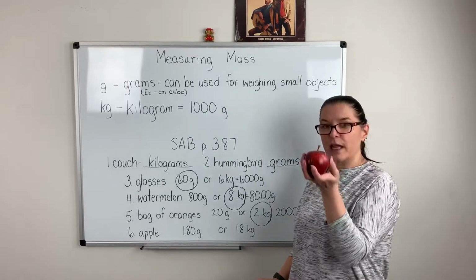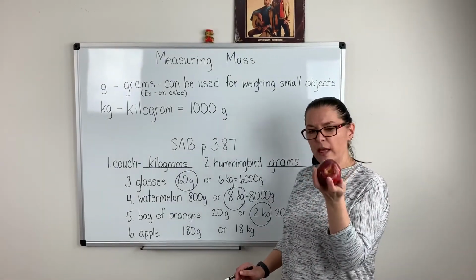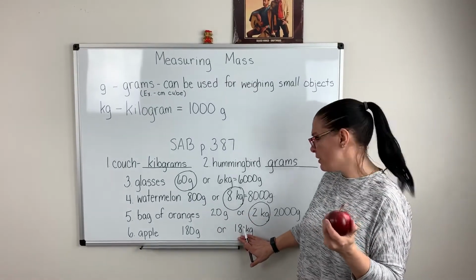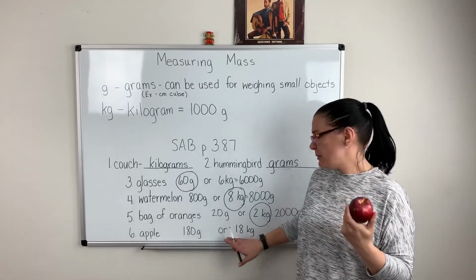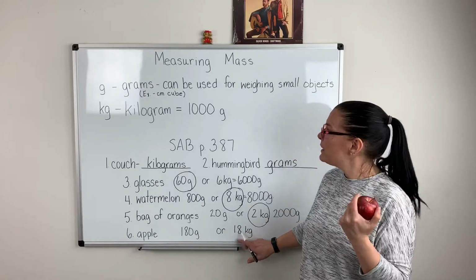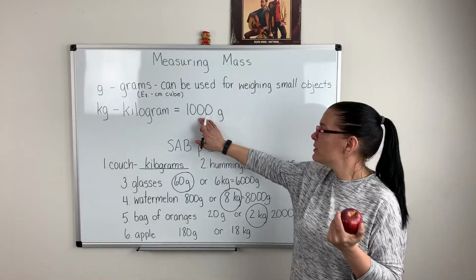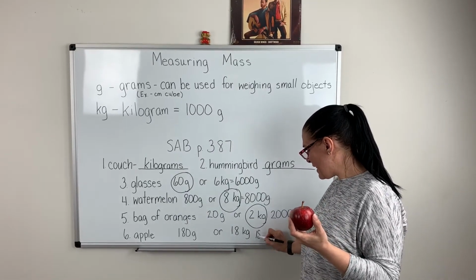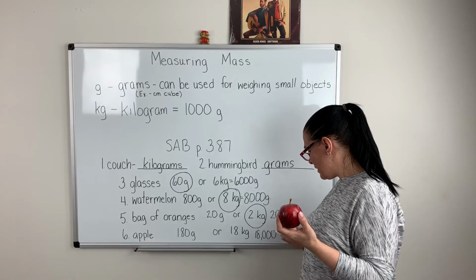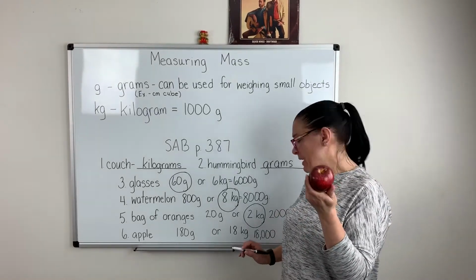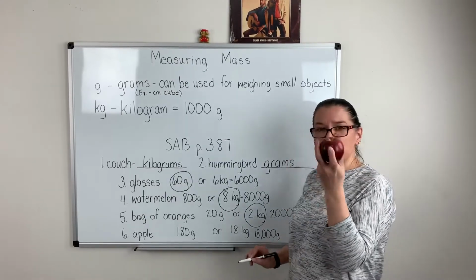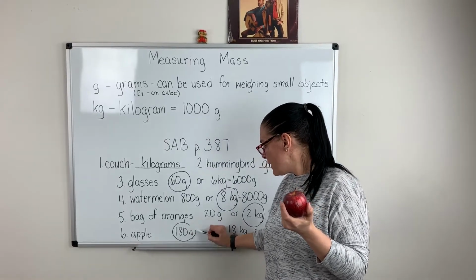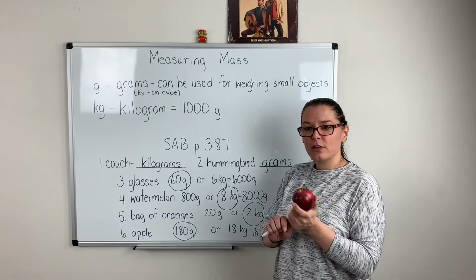I also brought an apple down. My apple's pretty light. It's a small apple. Would that weigh 180 grams or 18 kilograms? I know that 18 is smaller than 180, but we need to think again. It's 1,000 grams for every kilogram. So this would actually be saying 18,000 grams. I don't think I could eat an apple that was like 18,000 of our centimeter cubes. So it will be 180 grams.